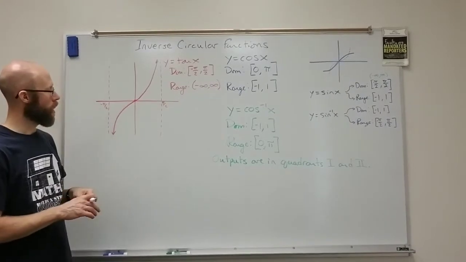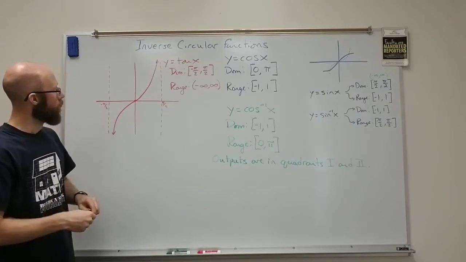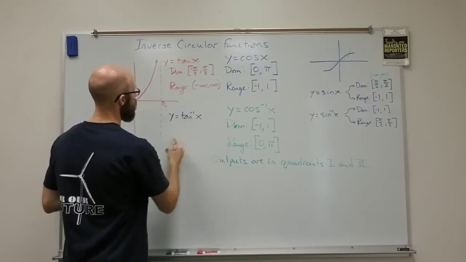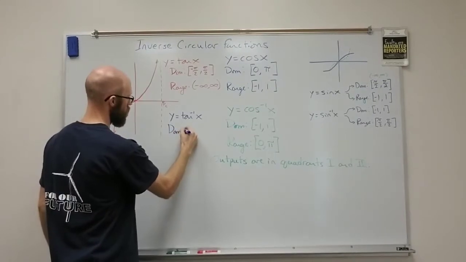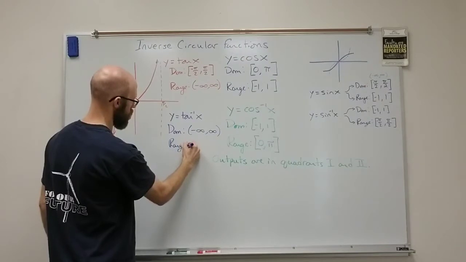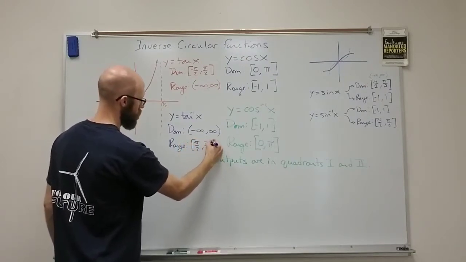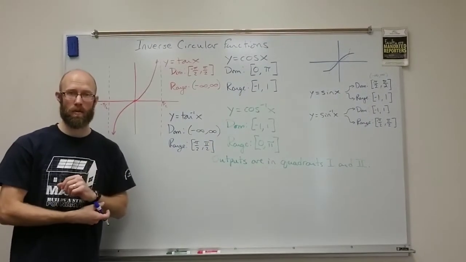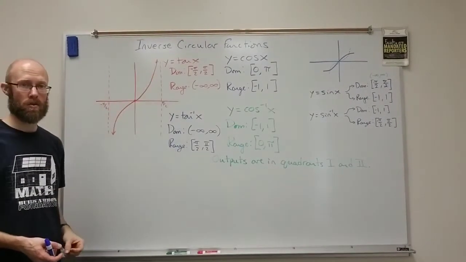Now when I draw in the inverse tangent, what we're going to end up with is we're going to be switching the domain and the range, right? So the domain becomes all real numbers, and the range is the interval from negative pi over 2 to pi over 2. What's interesting is when you reflect across the line y equals x, like we saw before, the vertical asymptotes will become horizontal asymptotes.